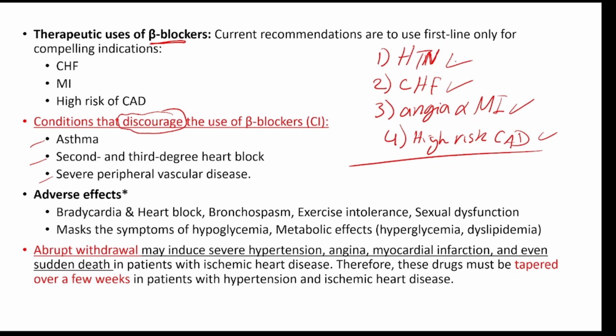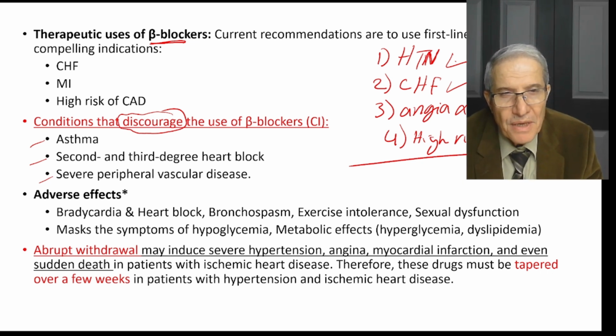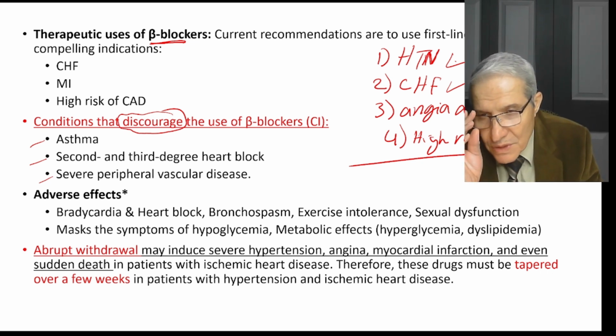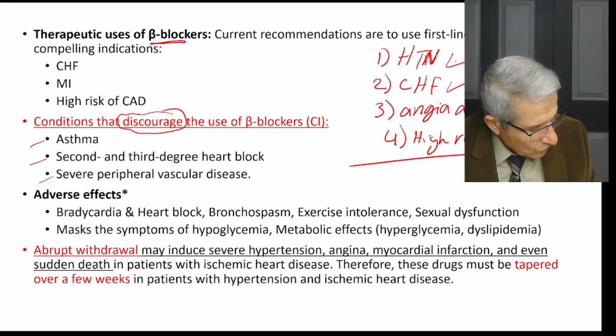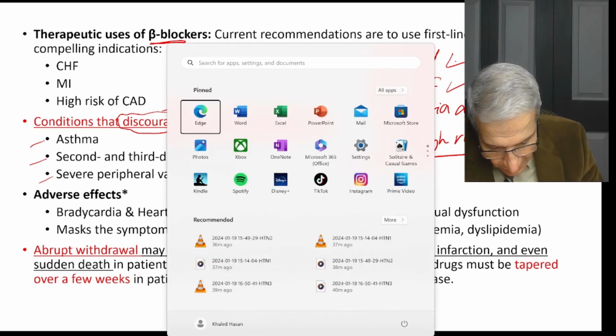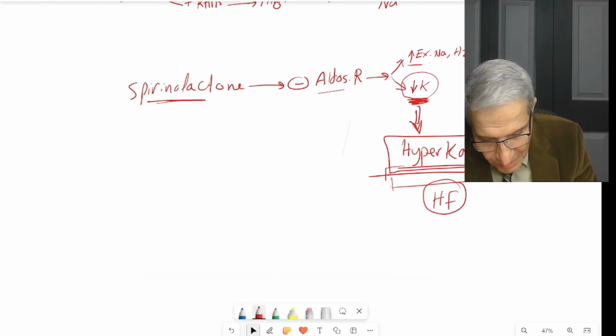So I believe here we need to explain why we don't prefer to prescribe beta blocker to the patient with asthma, why we don't prescribe beta blocker to the patient with a second or third degree heart block, and why we don't prescribe beta blocker to patients suffering from peripheral vascular disease. I'm going to switch the slide, moving to the whiteboard to explain a little bit what happened.